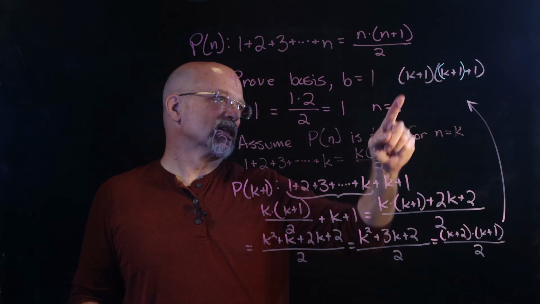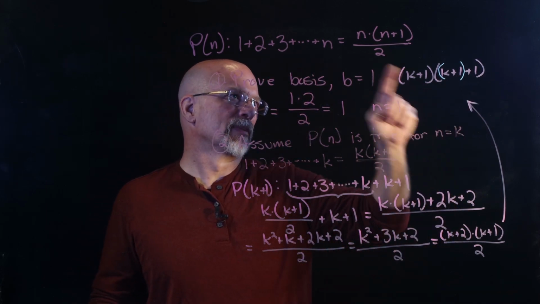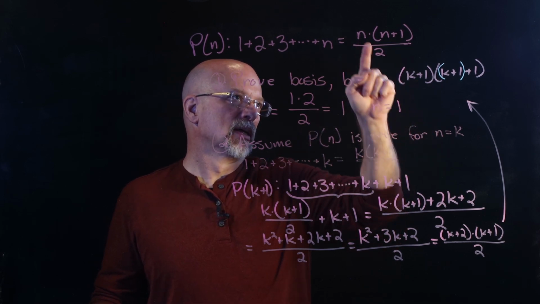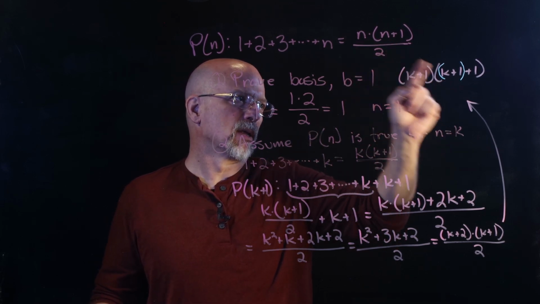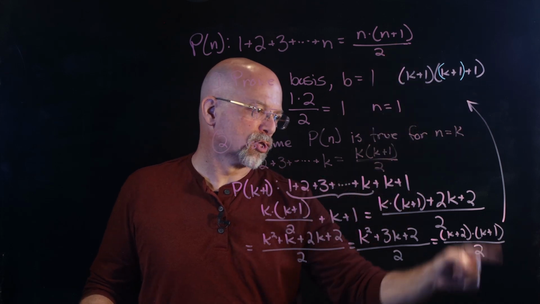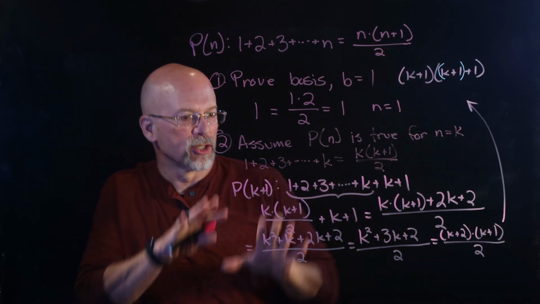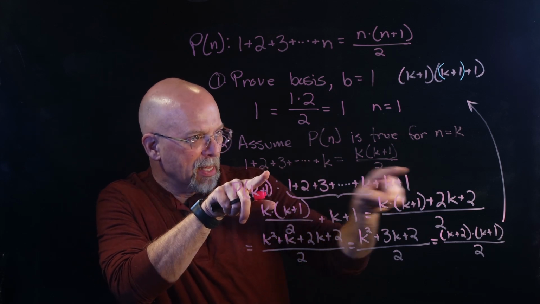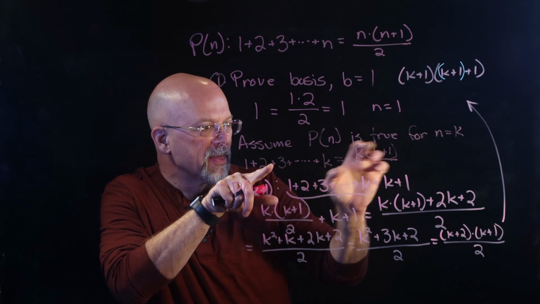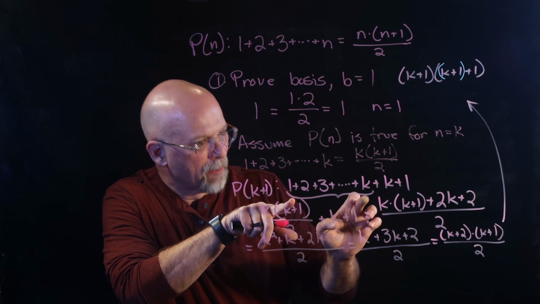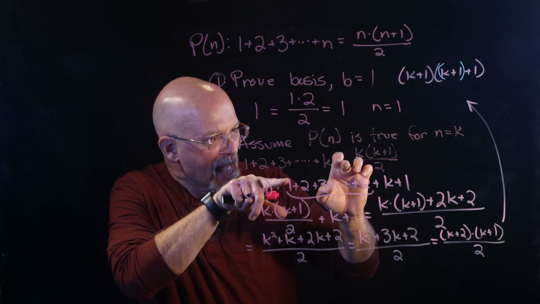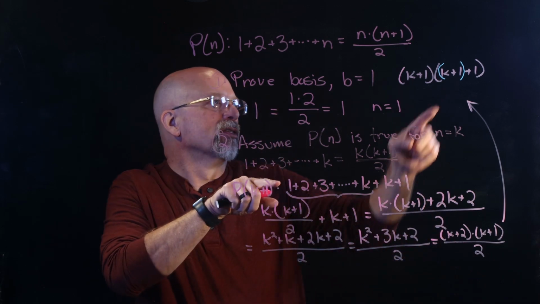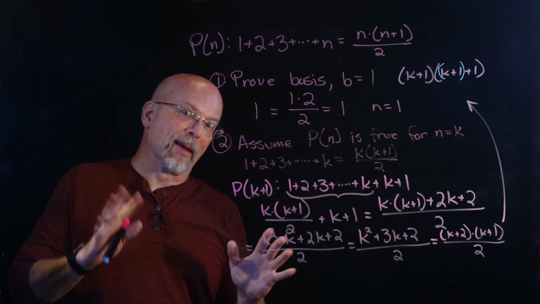And what I'm showing is that for k plus 1, substituted for n, you have k plus 1 times k plus 1 plus 1 over 2, going back to the original equation. And so I showed, assuming that P of k is true, then we wrote down P of k plus 1, and using the assumption, we worked our way down to show that this is true for k plus 1.